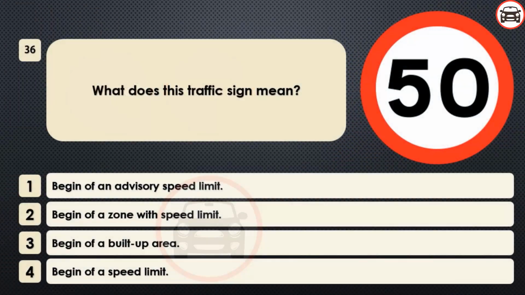What does this traffic sign mean? 1. Begin of an advisory speed limit. 2. Begin of a zone with speed limit. 3. Begin of a built-up area. 4. Begin of a speed limit.